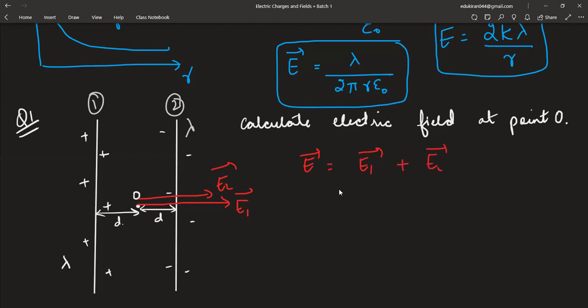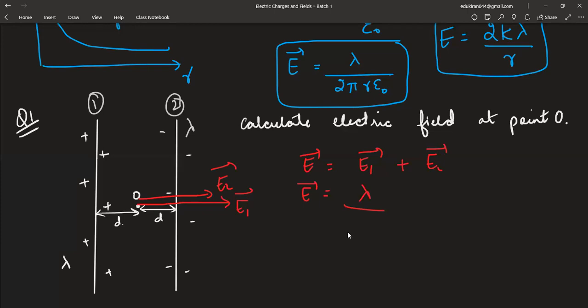All right, class. Now you just have to put the value substitution. These are infinitely long wires. Let us write it in terms of this only. So this is the distance given, this is the linear charge distribution given. So we don't require anything else.